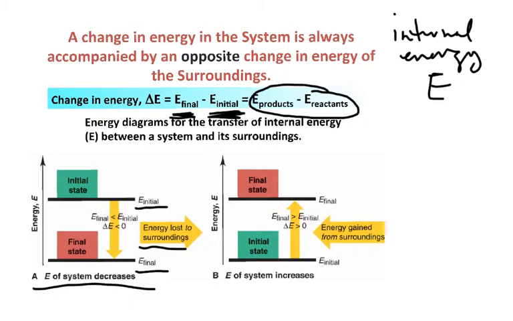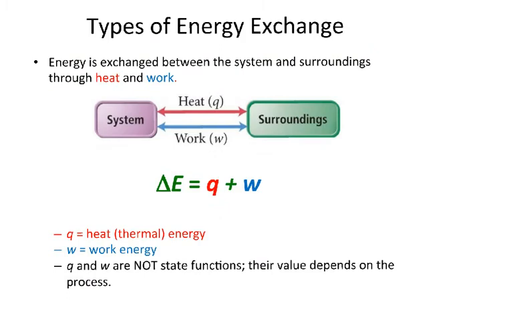So let's consider the alternative to this. The energy of the system increases. So again, we have increasing energy on the y-axis. We have a final state and an initial state. The initial state is lower in energy than the final state. Because the final state is higher in energy than the initial state, then the overall change in energy is going to be greater than zero. So energy is going to be gained from the surroundings in this situation.